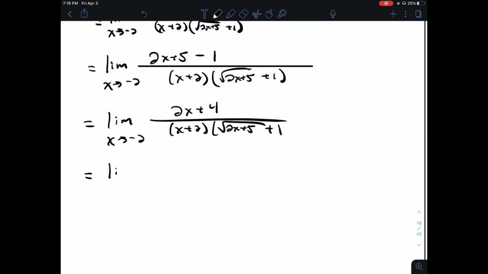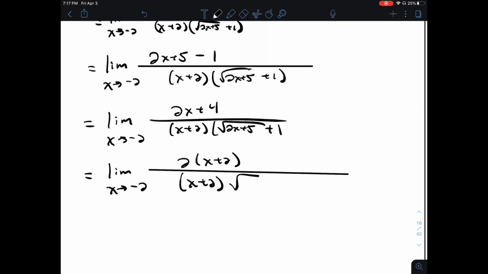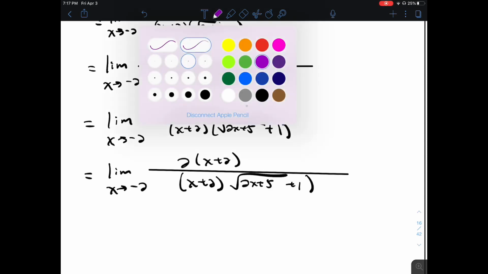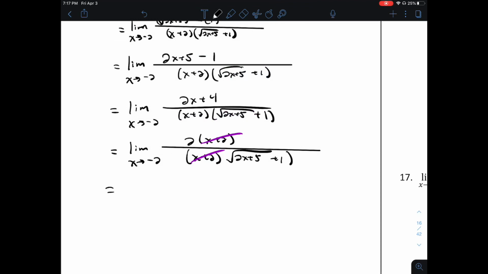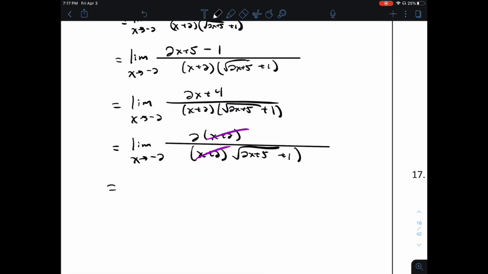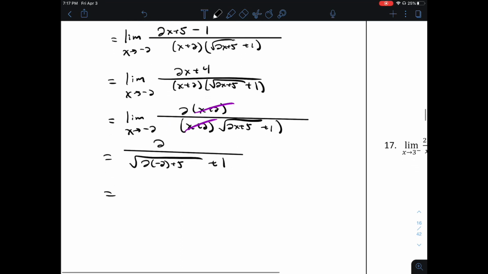That's Bush League. If there was a league in which Bushes were there, what I just did would be in that league. So we're going to have 2 times the sum of x and 2 over the sum of x and 2, and then the square root of the sum of 2x and 5 plus 1. I left off my parenthesis up there as well. Now the x plus 2's cancel. So now we can substitute in for the x's, and the top is a 2. The bottom is going to be 2 times -2 plus 5, and then we add the 1 to it.